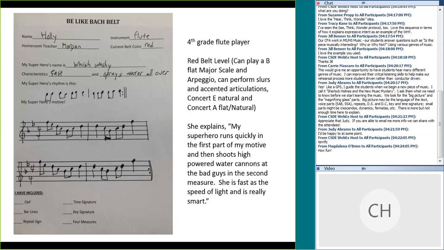Speaking of sharing student work, here's one example. This is Holly's motive for the flute. Her superhero, Wishwashy, she has all covered. I have bumped out for you the belt levels. For example, she's a red belt. So you can see where these students are lesson-wise in the development of their playing. Their descriptive quotes totally crack me up.